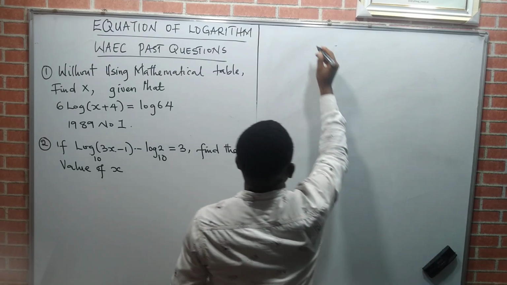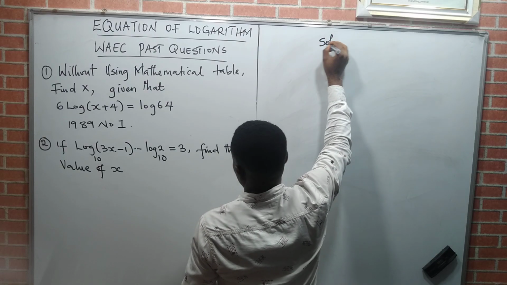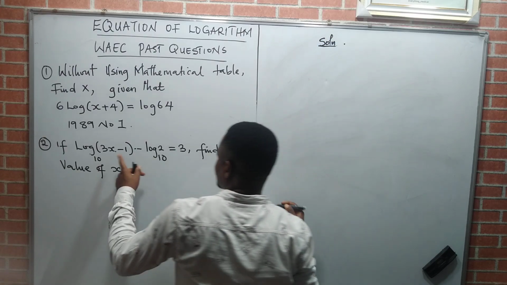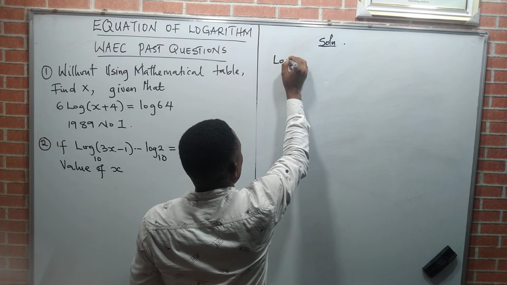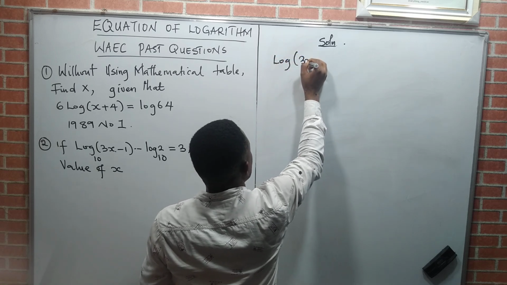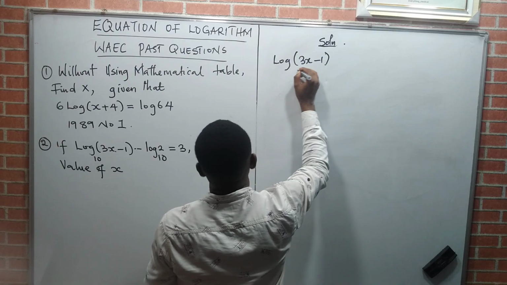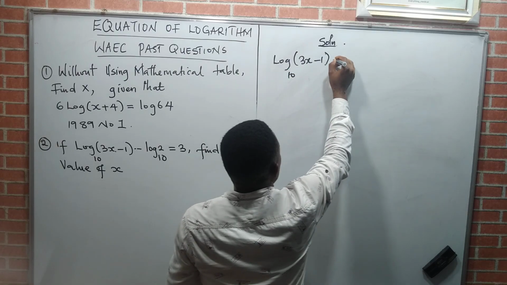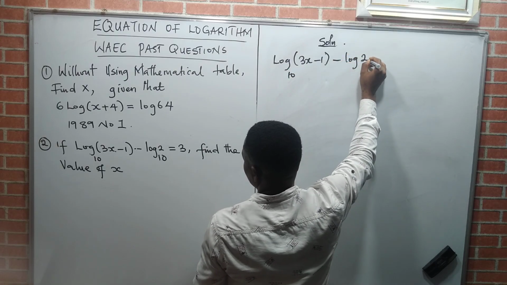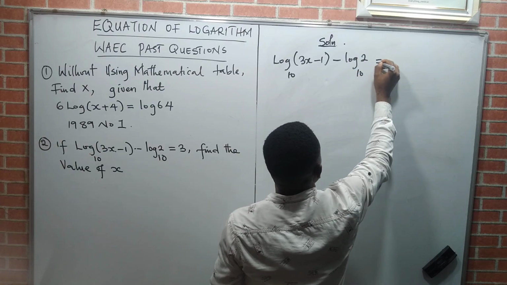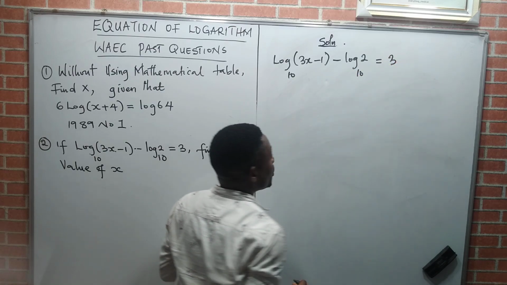Now, let us start with the solution also. All right. The question given is log of (3x minus 1) to base 10, minus log 2 to base 10, is equal to 3. Are you with me now?